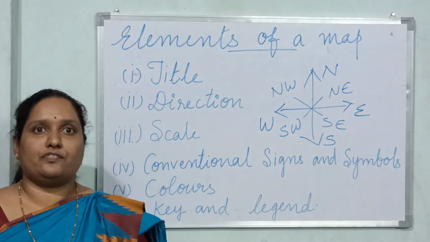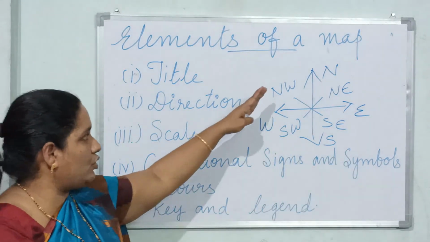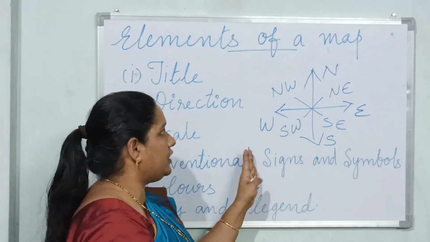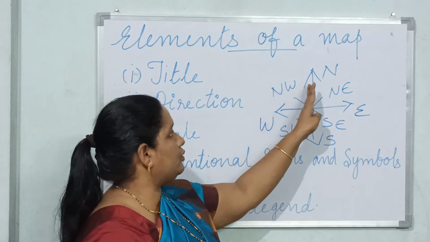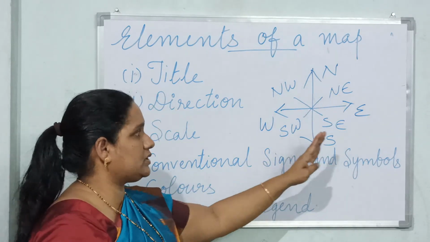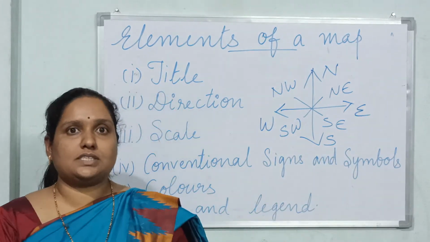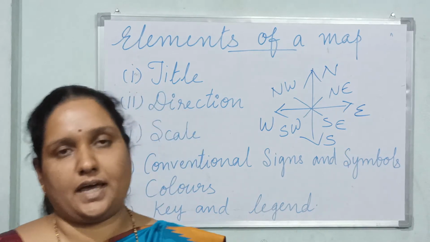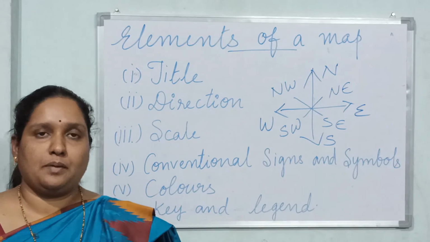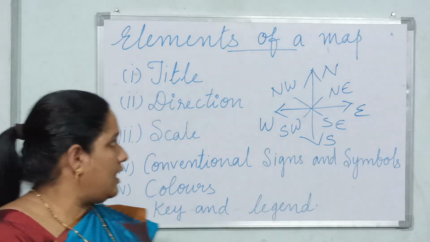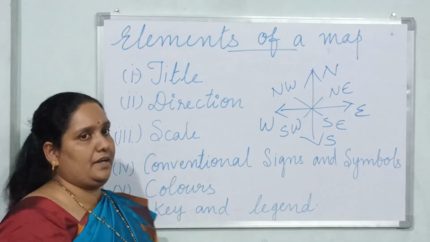These are the 4 cardinal directions: north, south, east and west. And the middle directions are called intermediary directions: northwest, northeast, southwest and southeast. So these are the 8 important directions, and these directions help us to understand about a place or locate a place. The next one is scale.